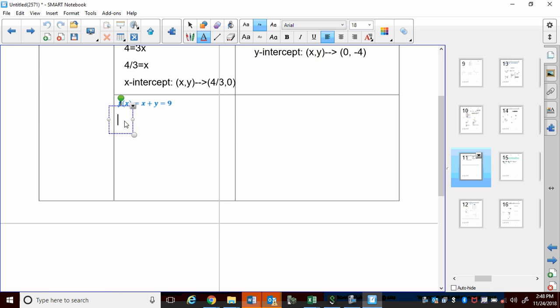Next one, we have x plus y equals 9. And we know we're looking for the x-intercept on this side, so y equals 0. Sorry, I made a mistake there. It's a 9. And what we end up with is x equals 9, or we end up with the coordinates 9 comma 0. Similarly, on the other side, x equals 0, so we end up with the y-intercept that is 0 comma 9. So that's the algebraic way.